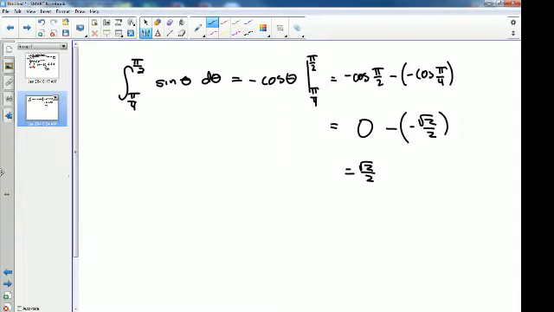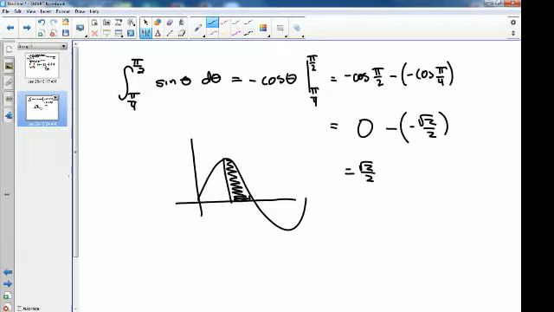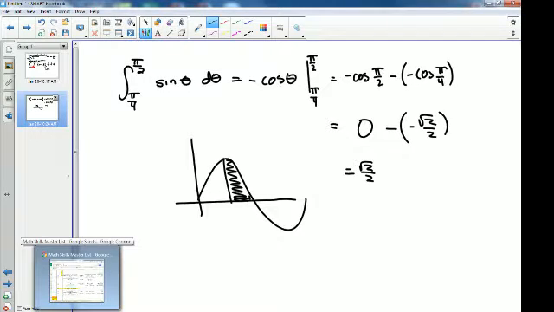Yeah. So here is your area. If I'm going to draw this, here's sine theta, right? From pi over 4 to pi over 2, we've just calculated the value of that area. Good.